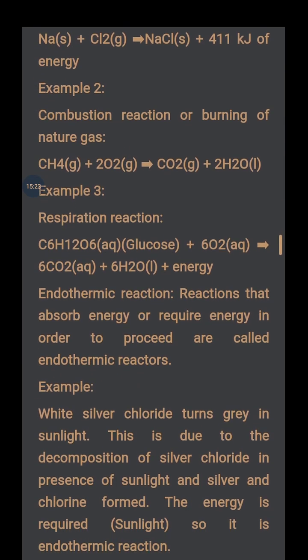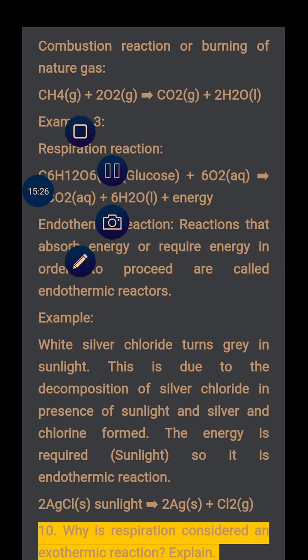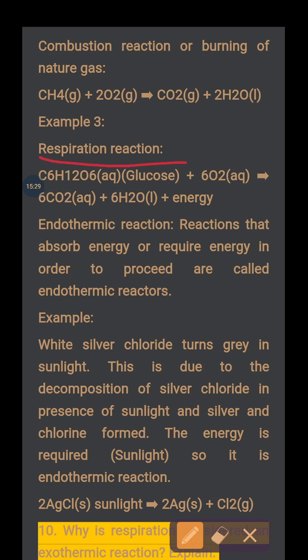Another example, respiration. C6H12O6, that is glucose, when mixed with oxygen, makes 6 carbon dioxide plus 6 H2O. The carbon dioxide is released by men and women and all living beings, and energy is released. This carbon dioxide is used by the plant. So animals release carbon dioxide with energy.